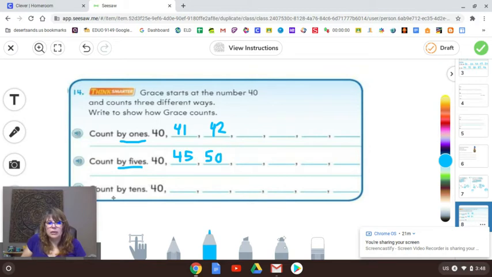Now I'm going to show you the rule by 10. This is the rule. You're counting by tens. So we say 40, 10 more, 50, 10 more, 60. So you see the pattern? Now you're going to finish the rest of this page by yourself.